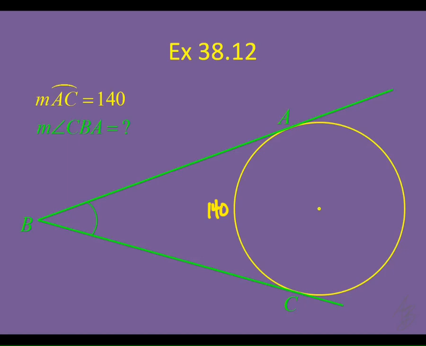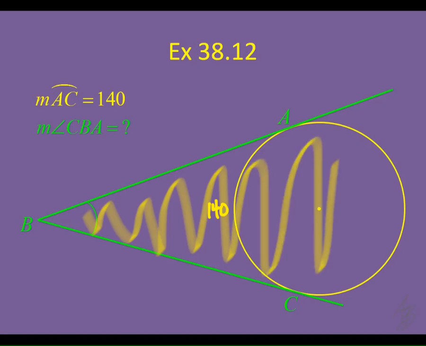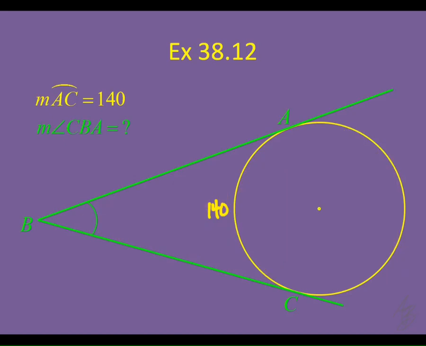Notice here that this angle intercepts AC there and the major arc AC on the other side. So, what do we need to do? Do we need to figure out the measure of the other arc? Yes, we need to find the measure of this arc right here. 360 minus 140. Yeah, exactly. So to find the measure of that arc right there, we'll do 360 minus 140, and we get what? 220. So the measure of that arc right there is 220.